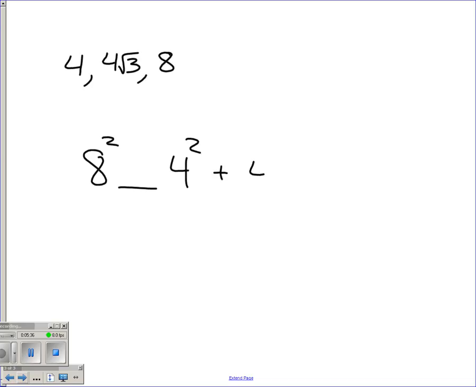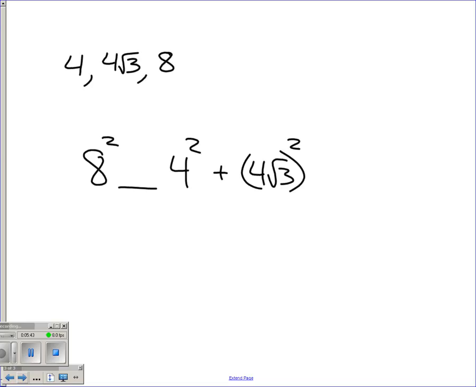4, 4 root 3, and 8. Now these are going from smallest to largest. The 4 is the smallest, the 4 root 3 is the medium side, and then 8 is the largest side. We want to compare 8 squared to 4 squared and 4 root 3 squared.